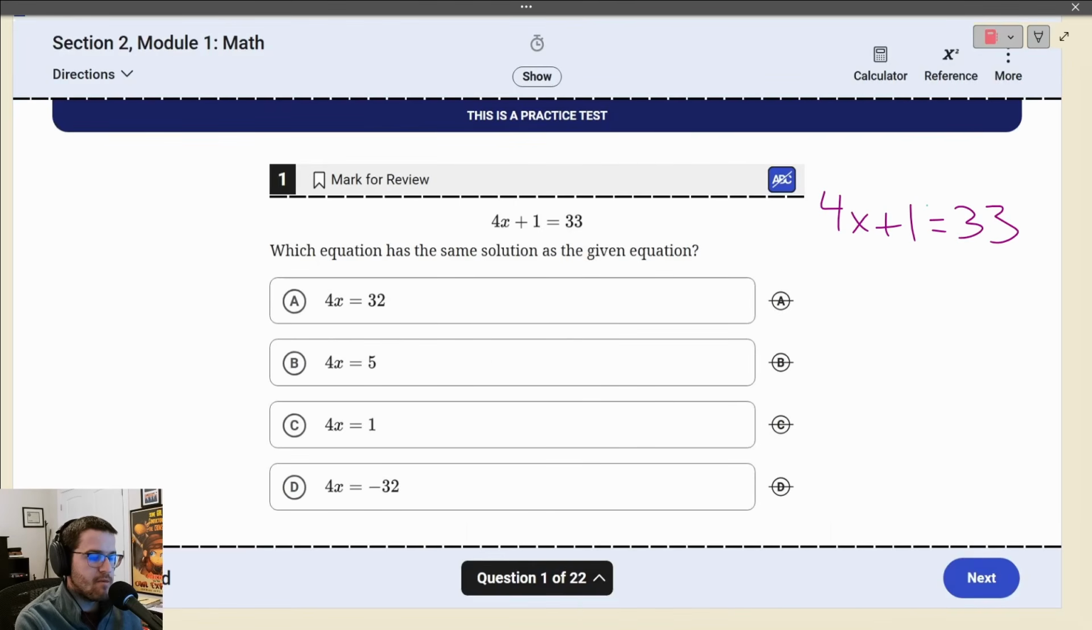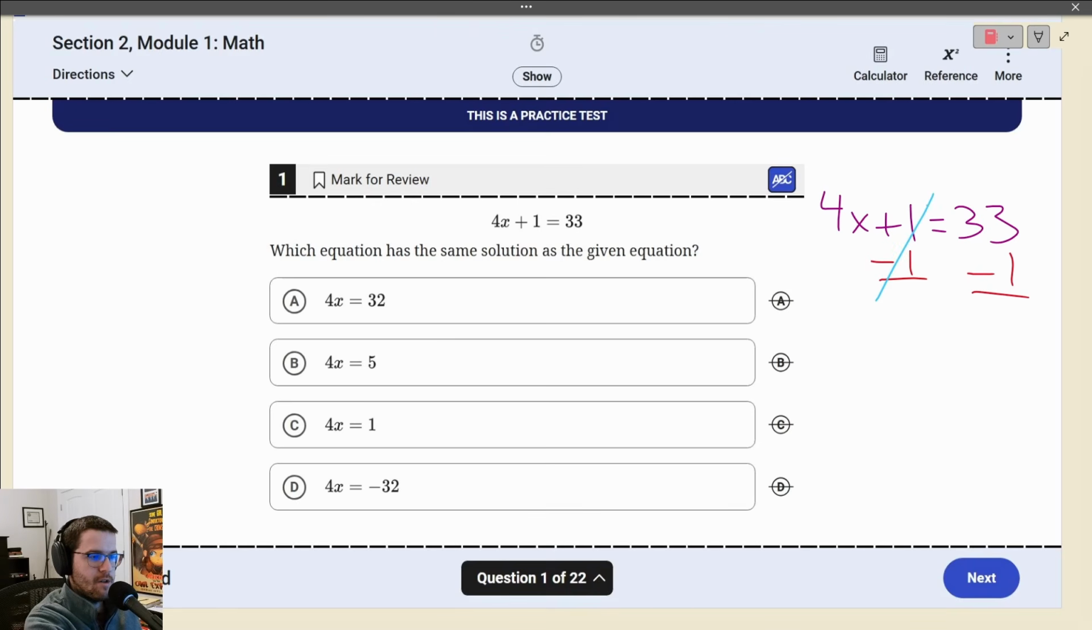Okay, this is the beginning of Module 1, Question 1. We have this equation 4x plus 1 equals 33. Whenever we do algebra, we kind of think in terms of reverse PEMDAS. Regardless, the coefficient 4 is one of the last things we move. So we're going to move this 1. The 1 is being added. The opposite of addition is subtraction. So we will subtract 1 from both sides.